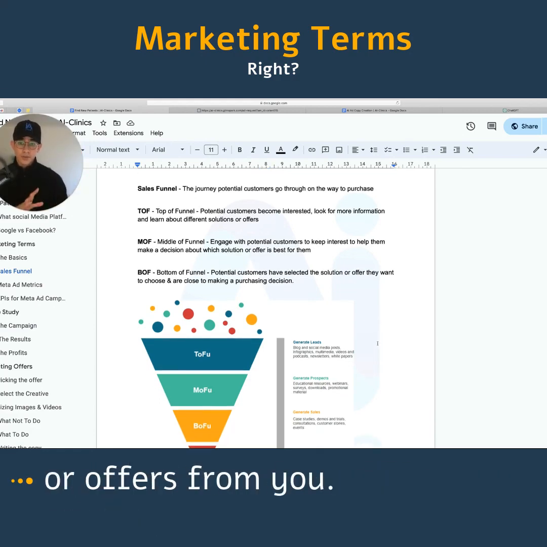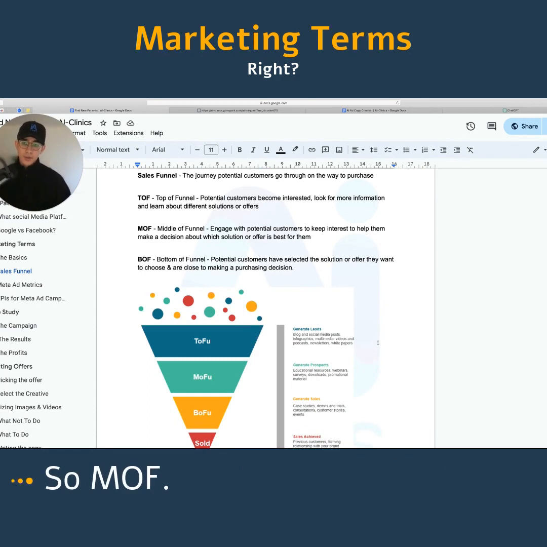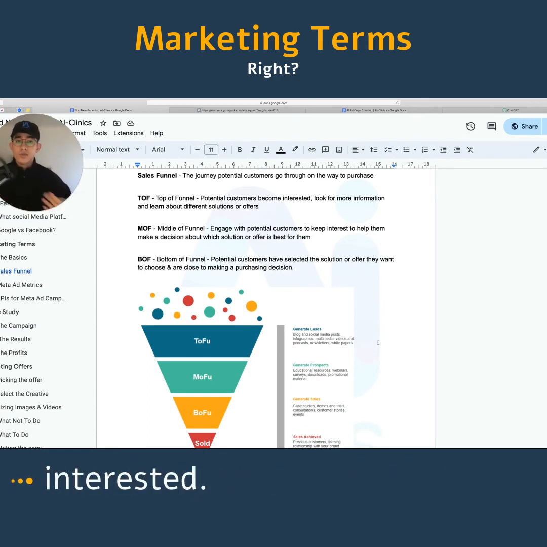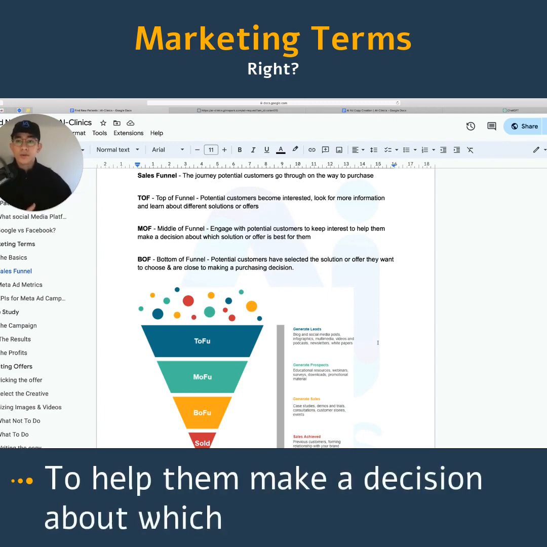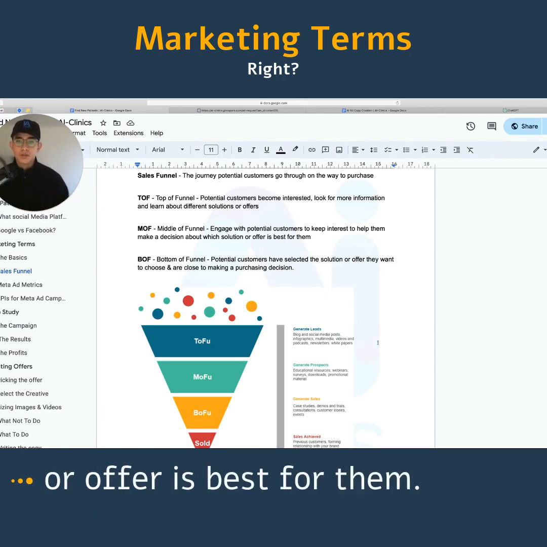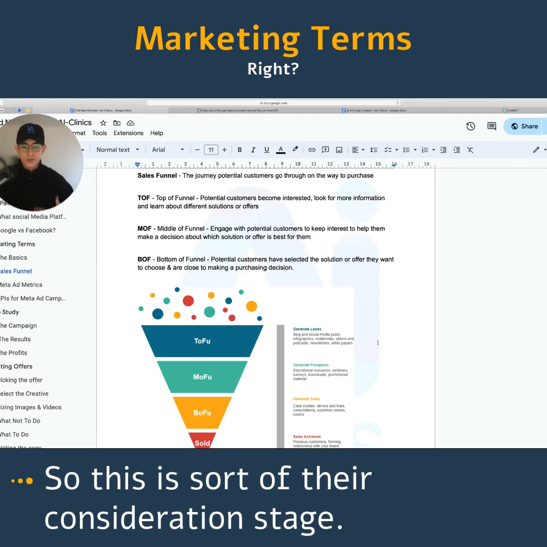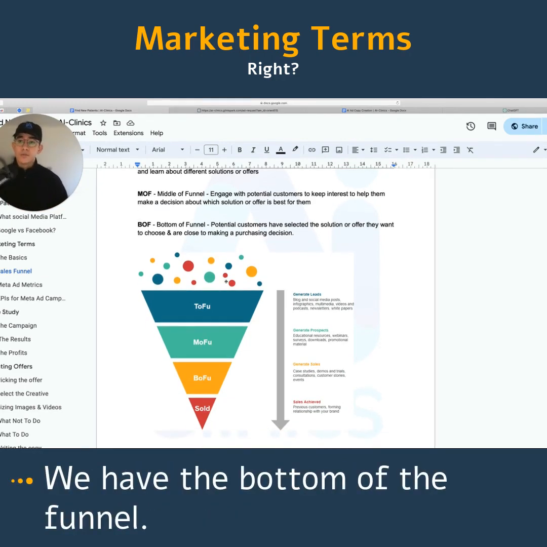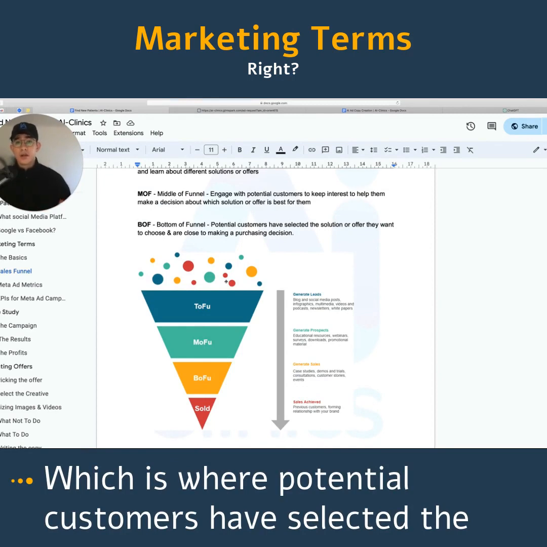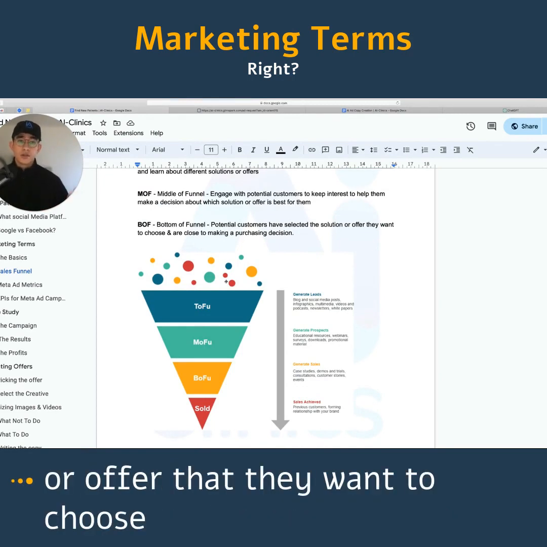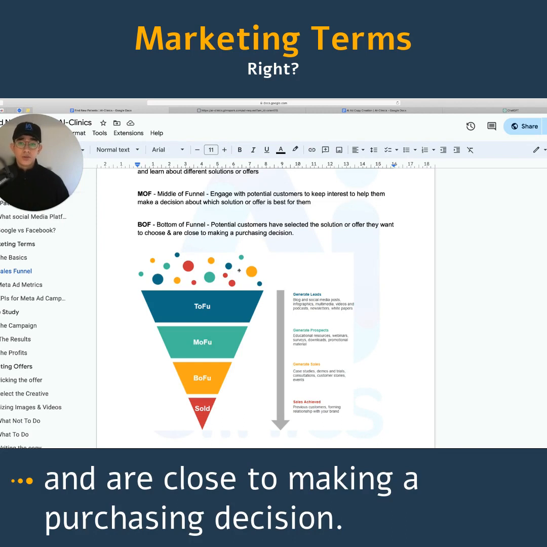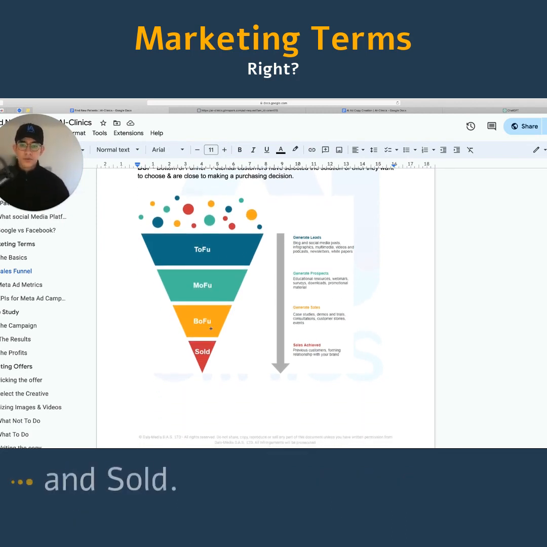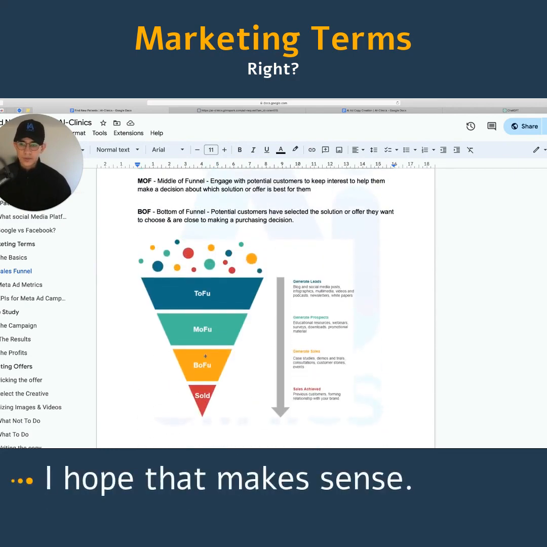Middle of funnel, MOF, is where we engage with potential customers to keep them interested, to help them make a decision about which solution or offer is best for them. This is their consideration stage. Then BOF, bottom of funnel, is where potential customers have selected the solution or offer they want to choose and are close to making a purchasing decision. So tofu, mofu, bofu, and sold. I hope that makes sense.